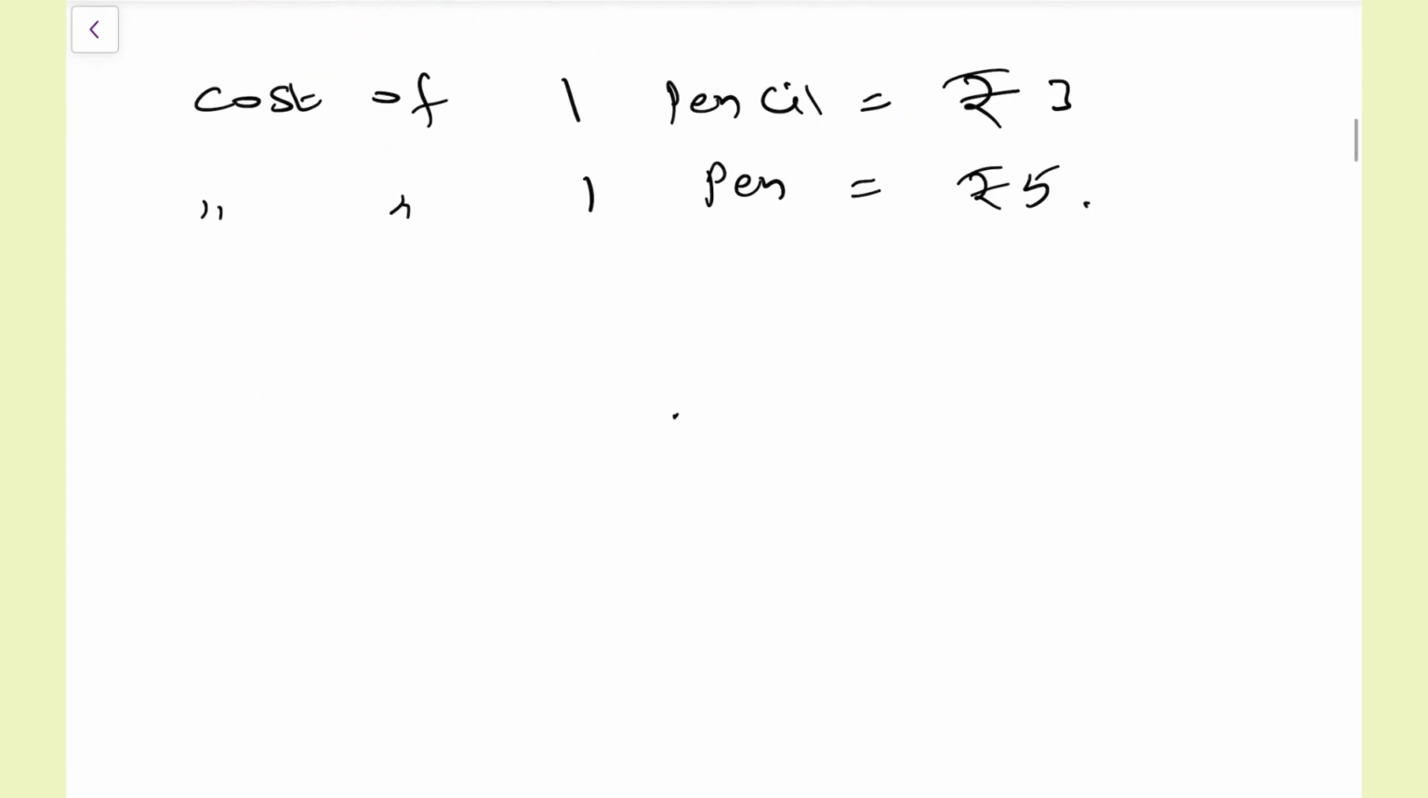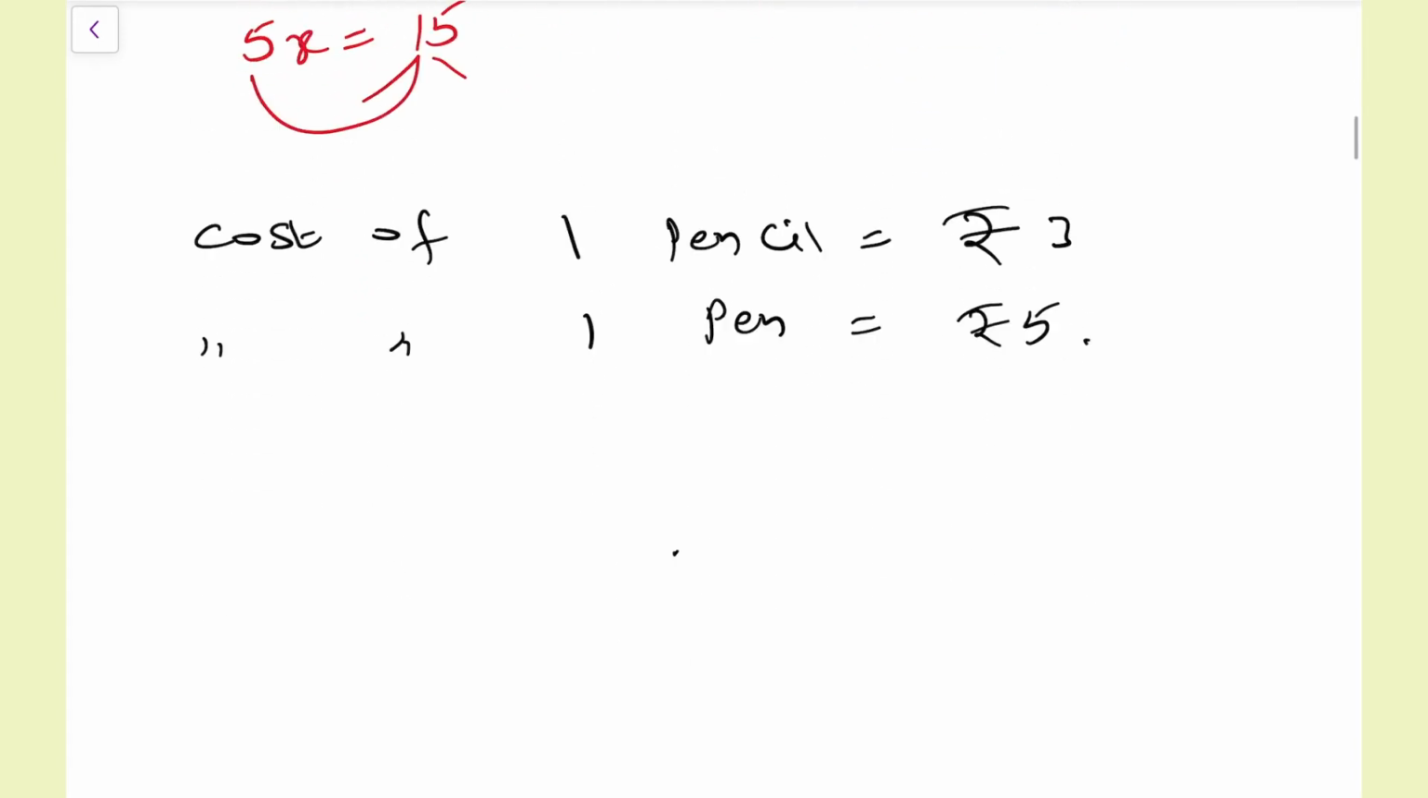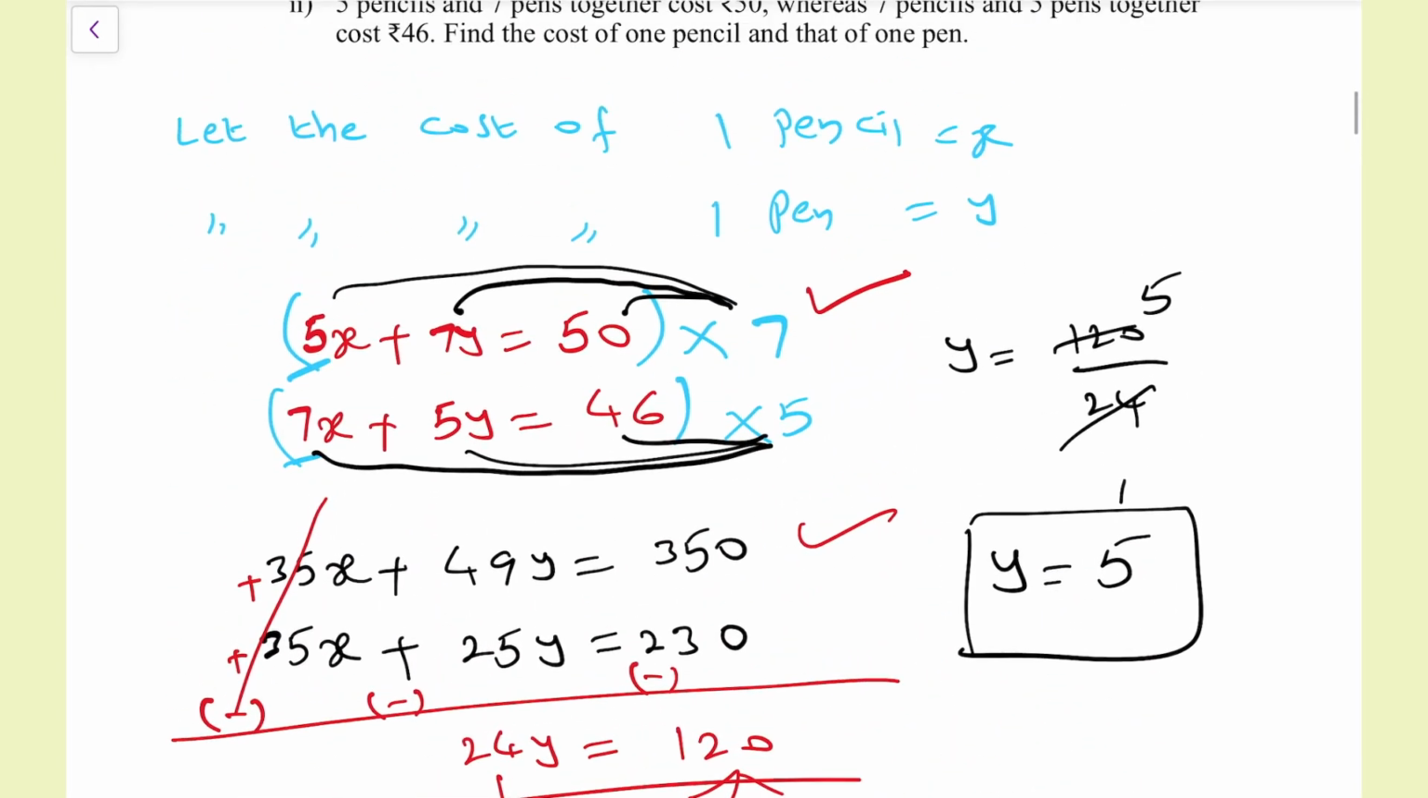Now let us draw the graph for these two equations. What is the first equation? We have 5x plus 7y equal to 50.